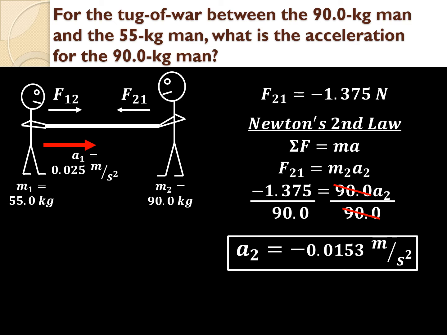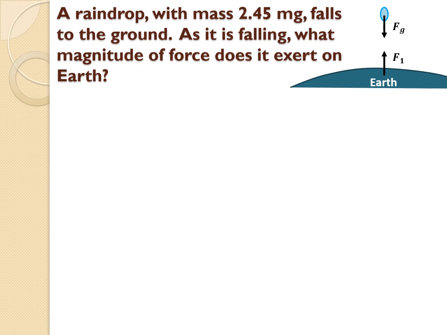Indeed, that's what we get in this example. Let's do a few example problems first. A raindrop with a mass of 2.45 milligrams falls to the ground. As it is falling, what magnitude of the force does it exert on the earth?